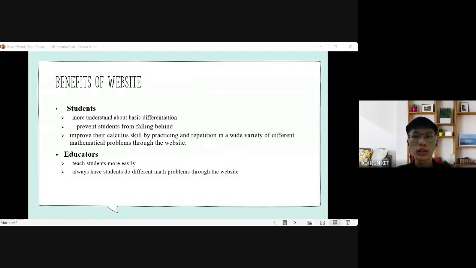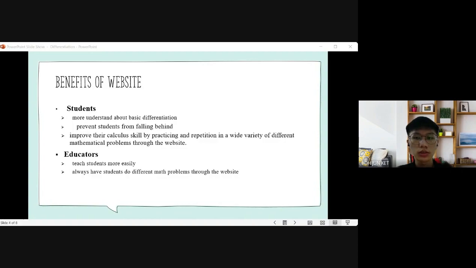Hi, I'm Ko Jun-Ge. I'm a 16L student, and I will be presenting about the benefits and challenges. There are many benefits of the features on the website. The features on the website can let students understand more about basic differentiation such as product rule, quotient rule, chain rule, and implicit differentiation.